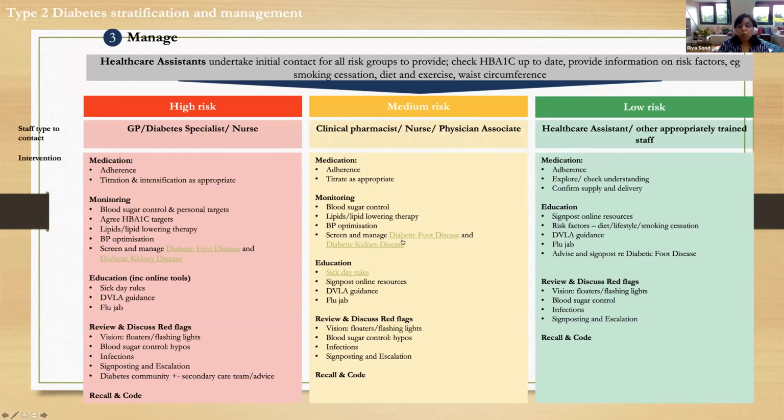Okay, so I was talking to you about the pathway, and I've explained why UCLB used the approach, and some of the parameters they use to decide who's low, medium, and high risk. Now, this is the expectation from the clinician or the workforce that's going to be looking after each of the risk stratified groups.